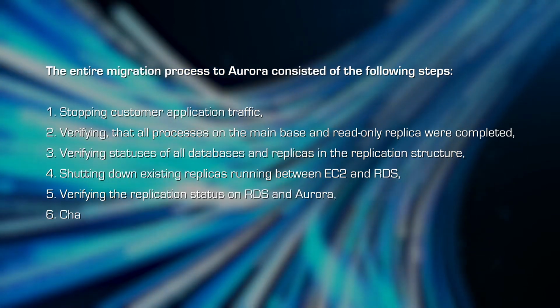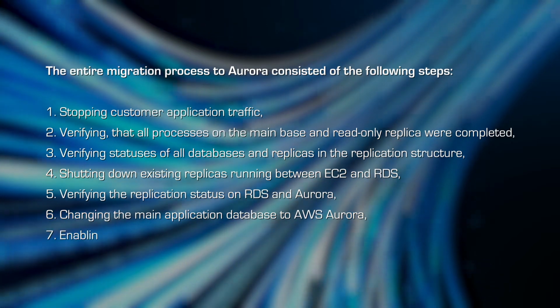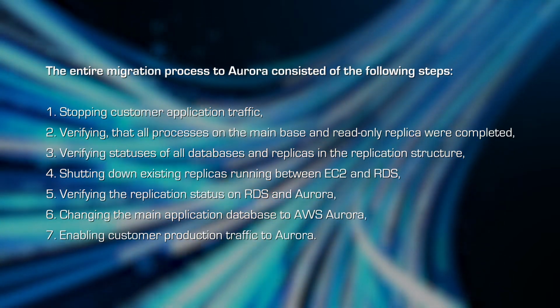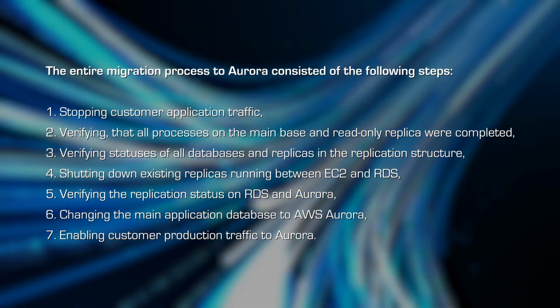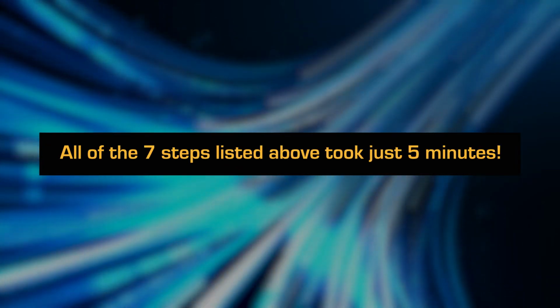5. Verifying the replication status on RDS and Aurora. 6. Changing the main application database to AWS Aurora. 7. Enabling customer production traffic to Aurora. All of the 7 steps listed above took just 5 minutes.